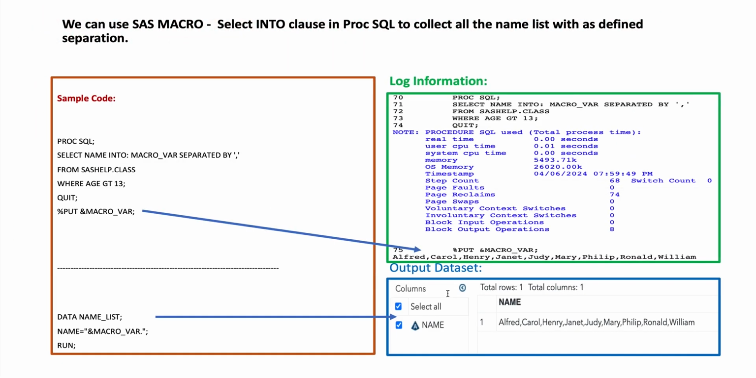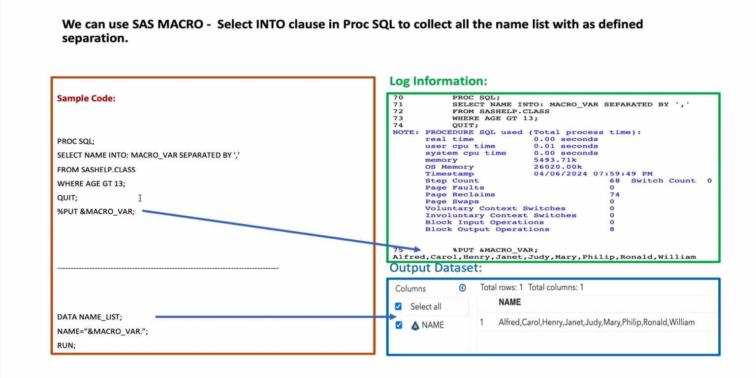We can use SAS macro. By using SAS macro, we use the select into clause in PROC SQL to collect all the name list with the defined separator. In this example, the separator is comma. For simplicity, I am using the class dataset from the SASHELP library, where I am going to create a list of names where age is greater than 13, and the name list is separated by comma.